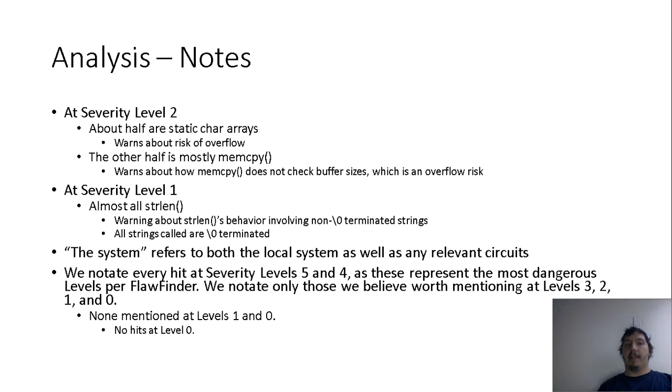And here are some other notes. At severity level 2, about half the hits involved static arrays, which is warning about the risk of overflow. For any calling function, you need to check buffer sizes whenever they're used, both for reading and writing. The other half is memcpy, which doesn't check the buffer size of your input or output, and it's also an overflow risk.